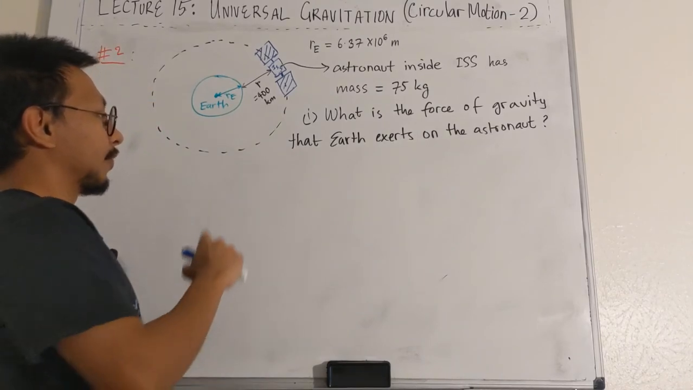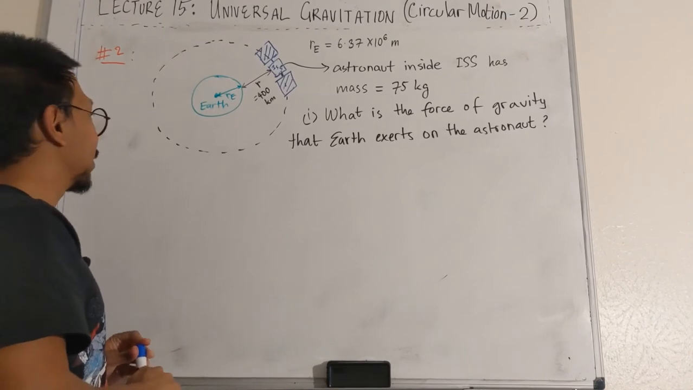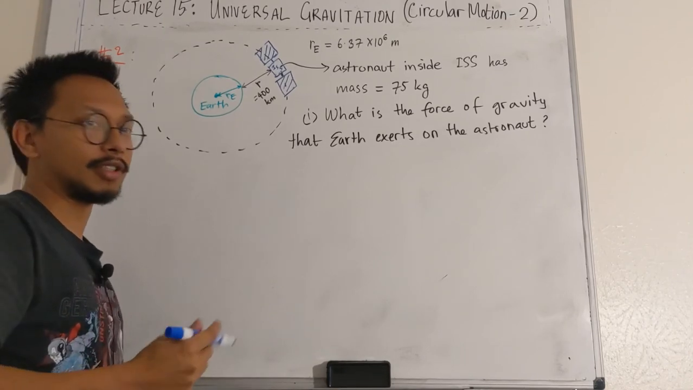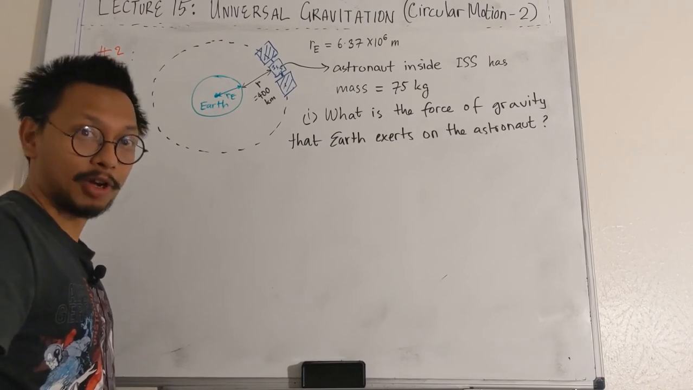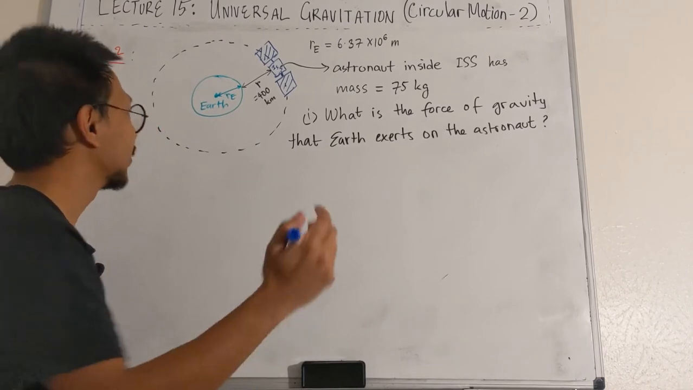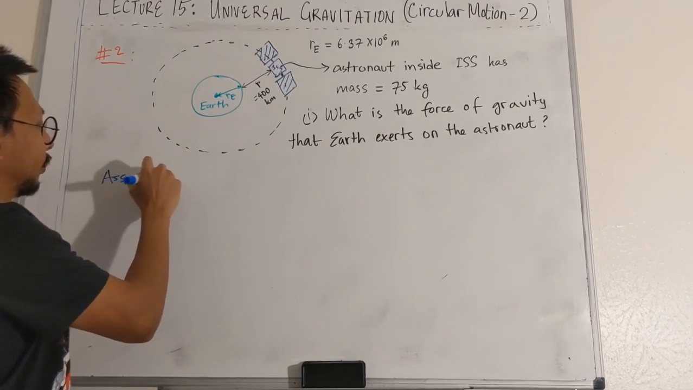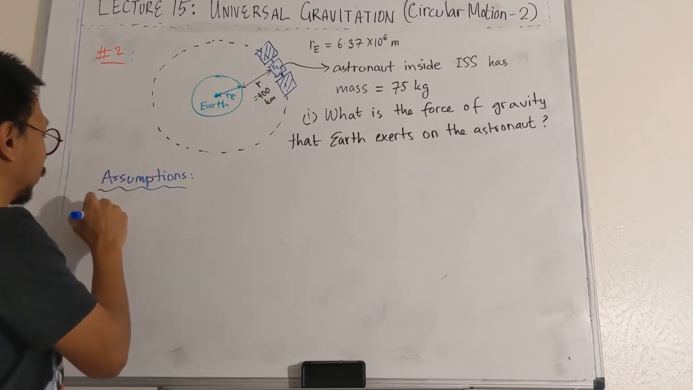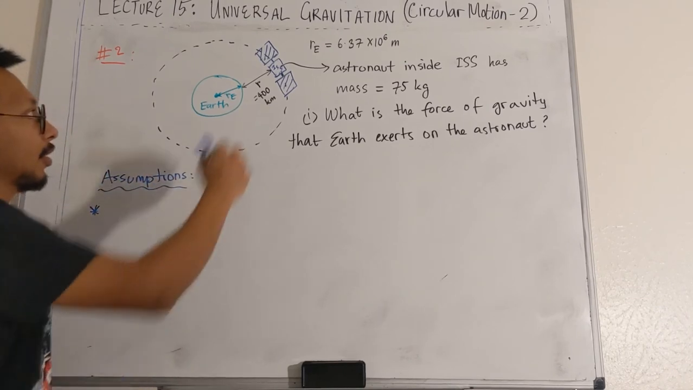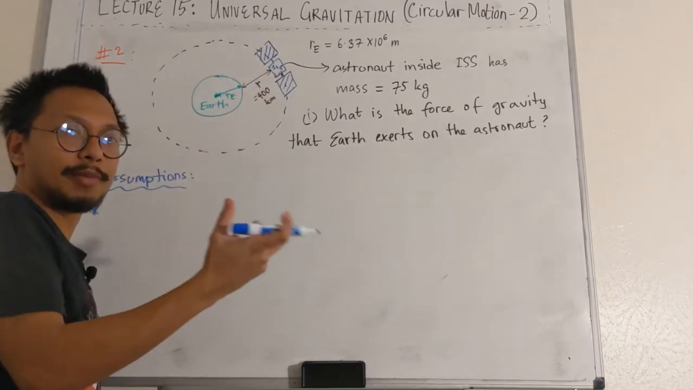First of all, let's make some assumptions, and in physics we often make assumptions to make our lives easier since we are not smart enough. Many physicists would differ, but I'm not one of those many physicists. The assumptions are: consider the astronaut and ISS to be the same object.